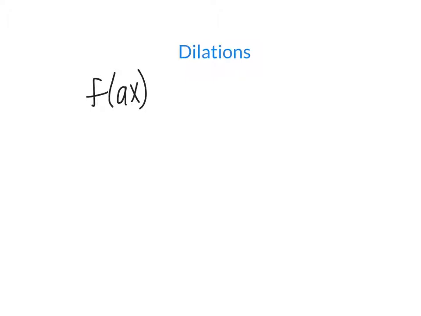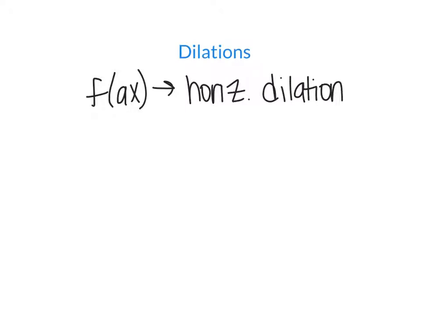To start with, this would give us a horizontal dilation. This is also sometimes called horizontal scaling. That's another word for it. And the thing that's a little bit strange about a horizontal dilation is that the factor you'd be multiplying all of your x's by is actually always going to be inverted. So this would be by a factor of 1 over a.